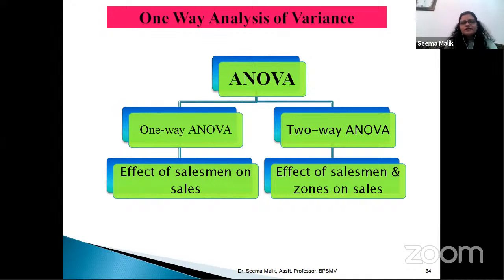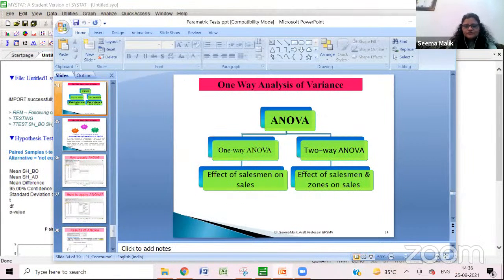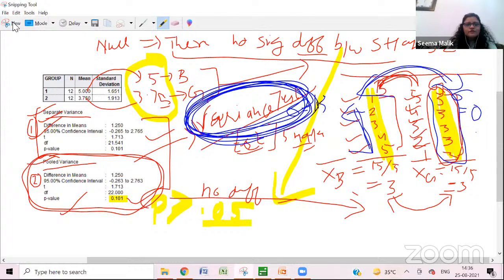We are moving to another test, that is ANOVA. When we talk about the t-test, we are intending to make a comparison between only two groups. When the comparison of only two groups is there, we are going to apply the t-test. But when the comparison of more than two groups is there, we are going to apply ANOVA. Let me explain this with the help of an example.